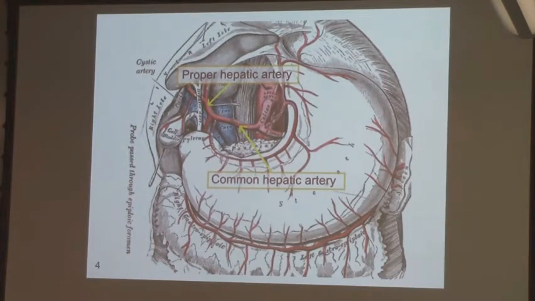The only one of any of these labeled here that we would see in the cadaver lab this week would be the celiac trunk. So for the cadaver lab, for the practical, that's the only one to know. But for the final, all of this. Okay?